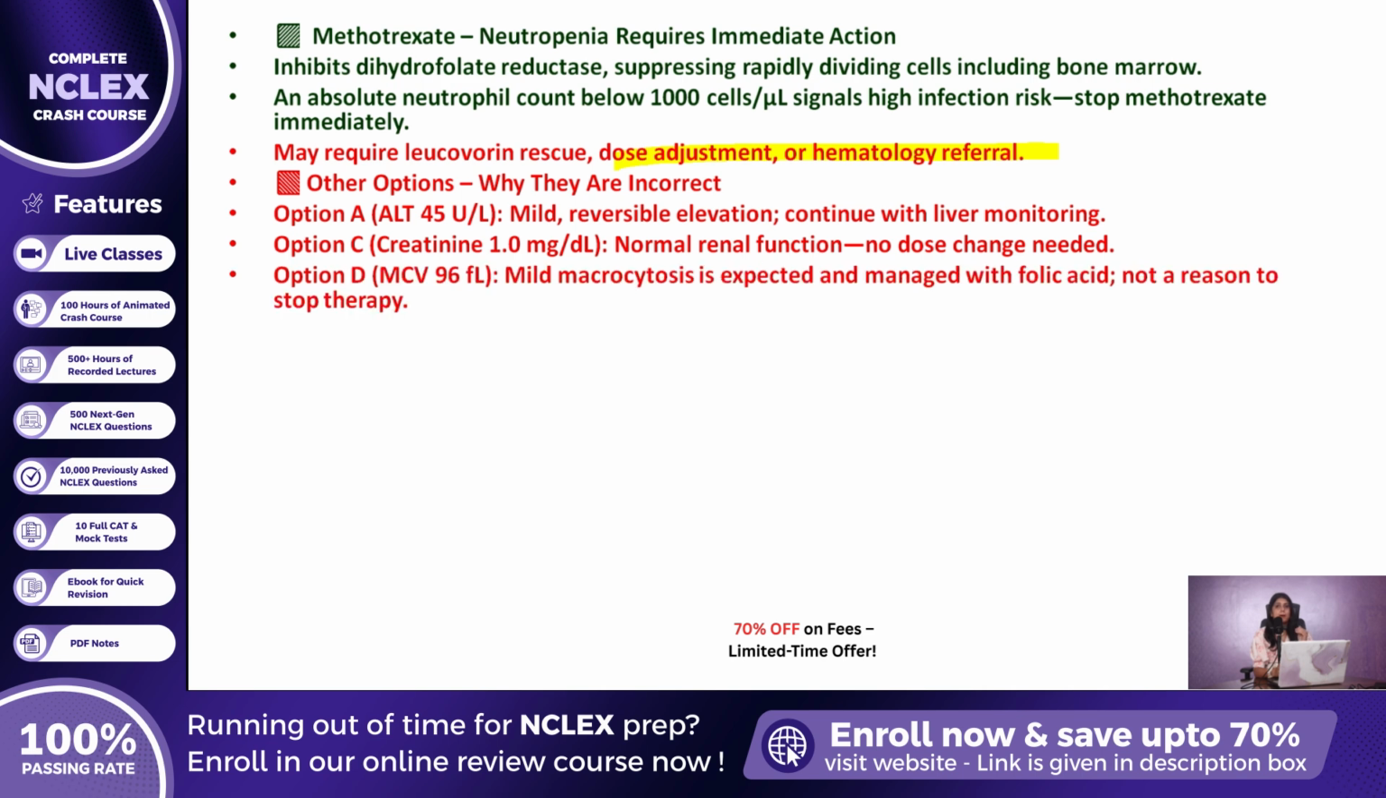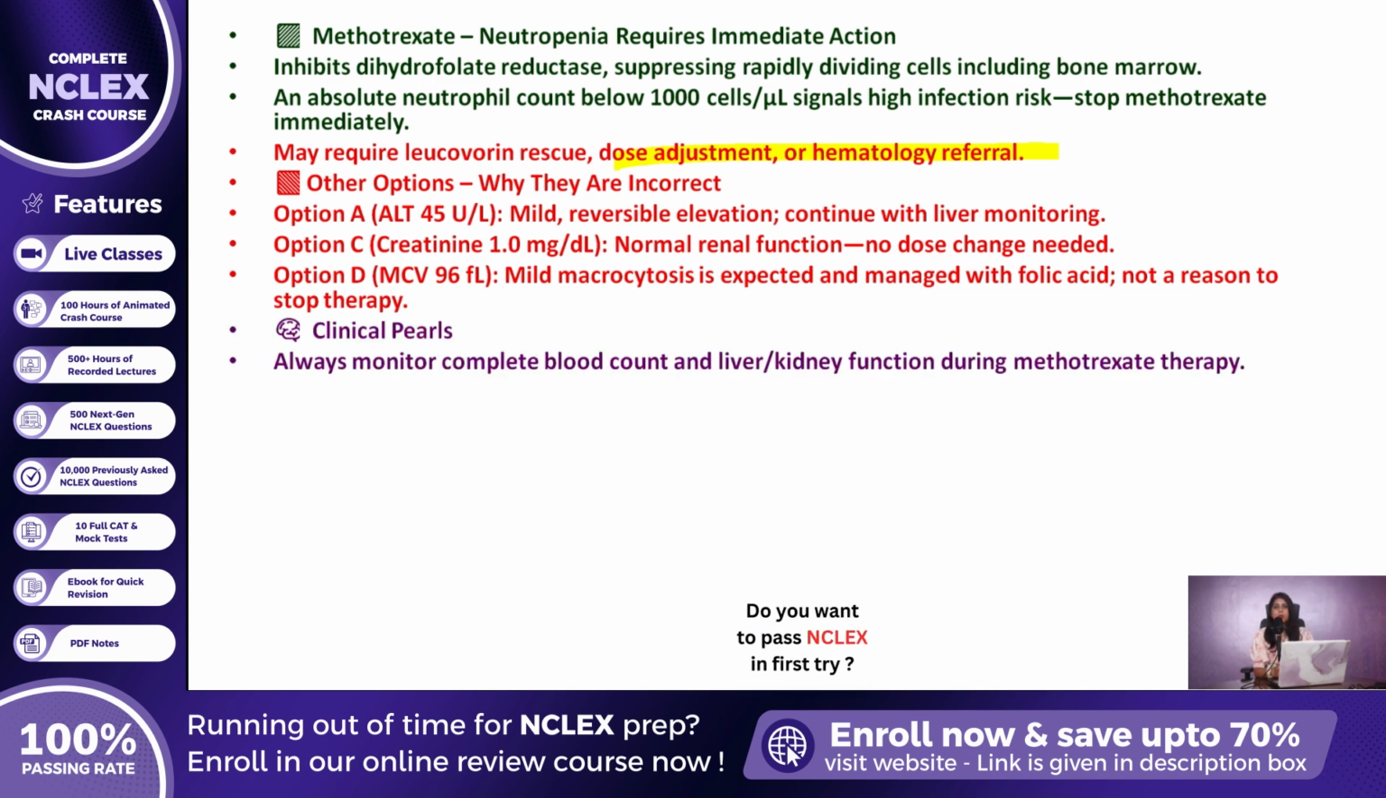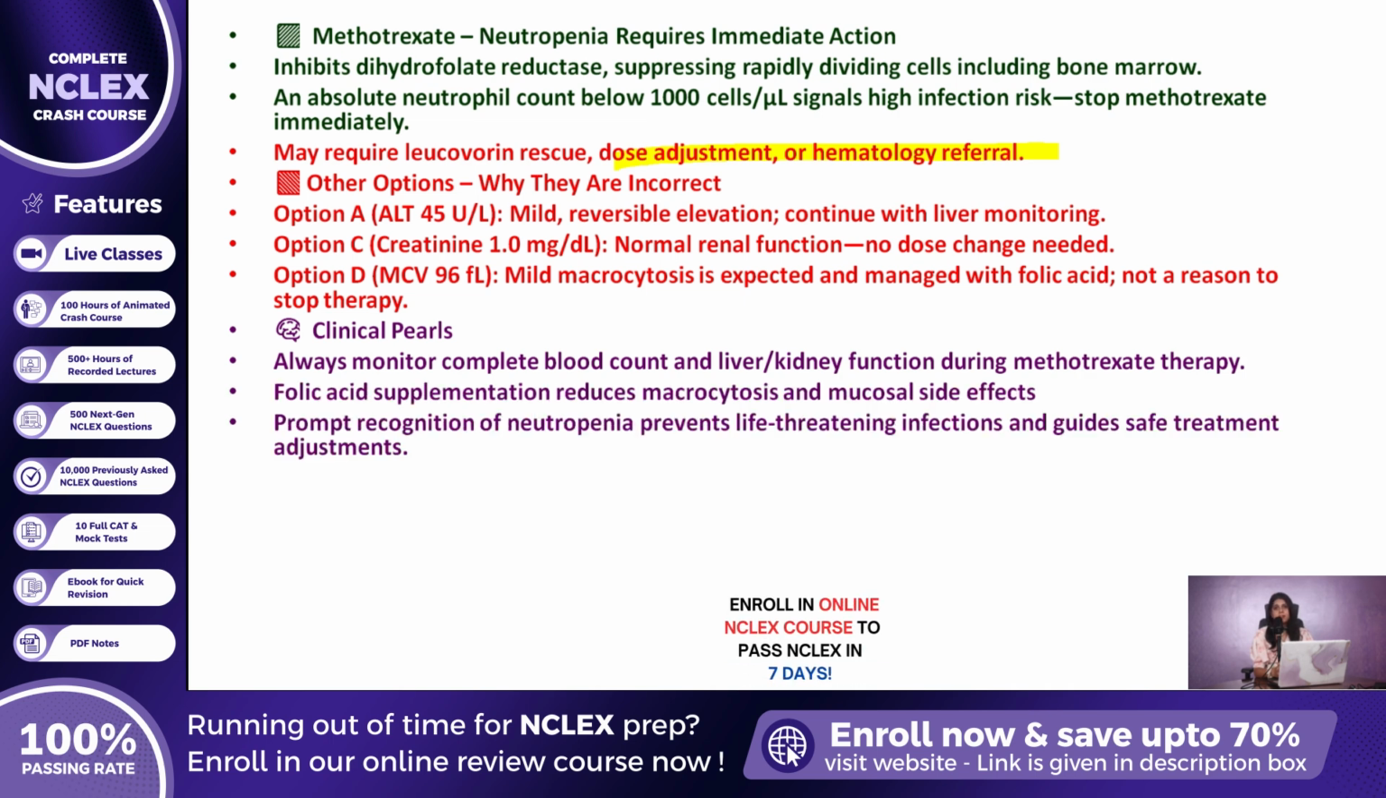Option D, a mean corpuscular volume of 96 femtoliters, reflects mild macrocytosis without concurrent cytopenias. This laboratory finding is a predictable consequence of folate antagonism and is typically mitigated by daily folic acid supplementation. Holding therapy solely on the basis of elevated mean corpuscular volume would deprive the client of a cornerstone disease-modifying agent without clear benefit. By identifying neutropenia promptly, the nurse safeguards against severe infection and helps the prescriber tailor the methotrexate regimen to balance efficacy with safety.